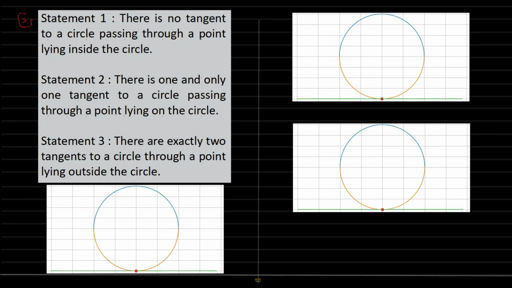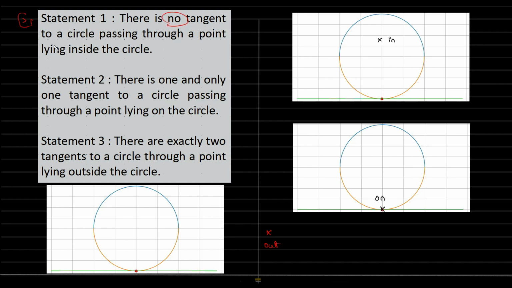So there are three statements over here which we need to understand. We begin with understanding this again. Anything which is inside the circumference is known as inside the circle. Anything that is on the circumference is known as on the circle. Anything that is outside the circumference is known as outside the circle. Keeping this in mind, let's read the statements.